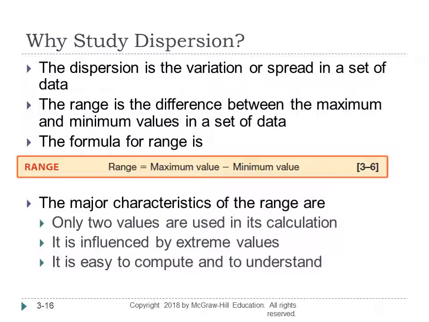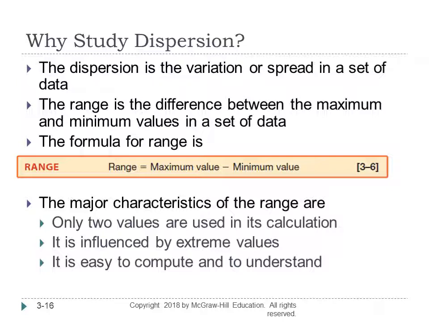The first one is called the range. This is just the difference between the maximum and the minimum value in the set of data. Here is the formula for the range. The range is just the maximum value minus the minimum value. Of course if the data is already sorted, the first value will be the minimum, the last value will be the maximum. If you take the maximum minus the minimum, that is just the range.